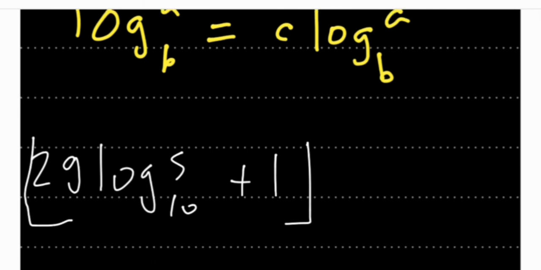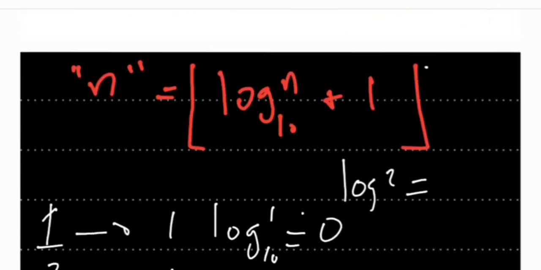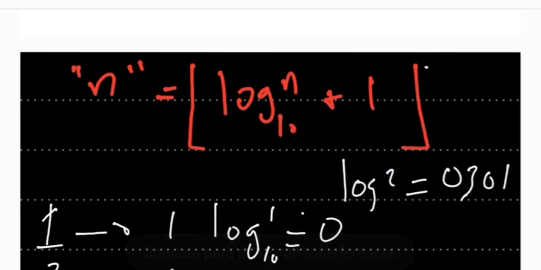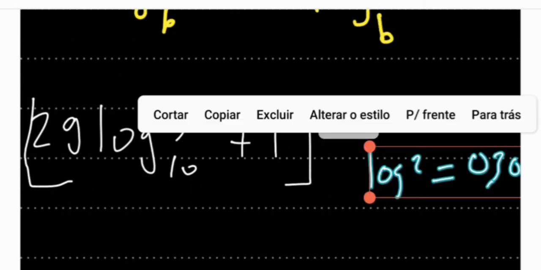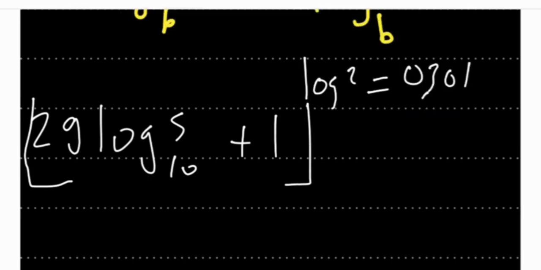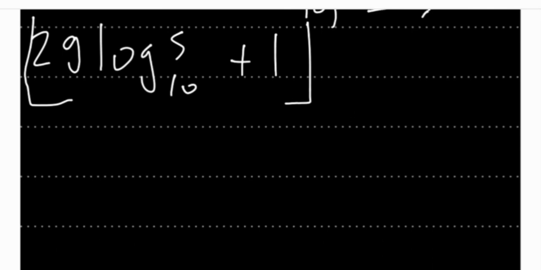So we don't know the log of 5, but he did tell us the log of 2, right? Log of 2 is equal to 0.301. I wish he would give us just 0.3, but no problem. So just so that we can remember, we don't know the log of 5, but we know the log of 2. So how can we go on solving this?